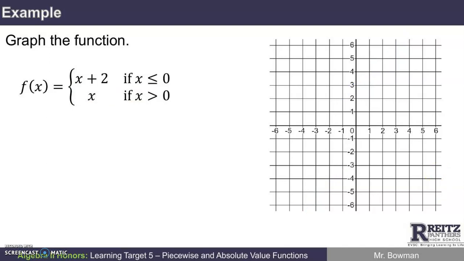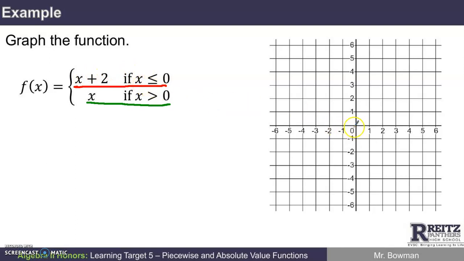Let's do another one together. This one says the rule is f of x equals x plus 2 if x is less than or equal to 0, but it equals x if x is greater than 0. So I'll separate these into two parts here. I'll do a red part, and I'll go back and do the other part. What the heck? Do this one in green. Why not? Maybe you're reviewing this close to Christmas time. X plus 2 if x is less than or equal to 0.